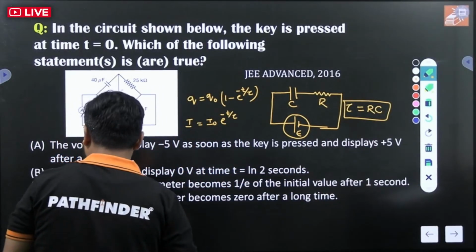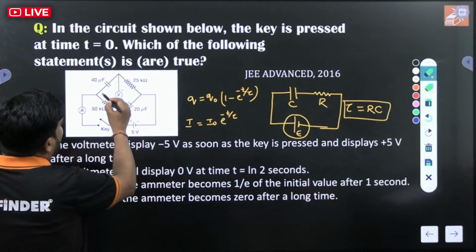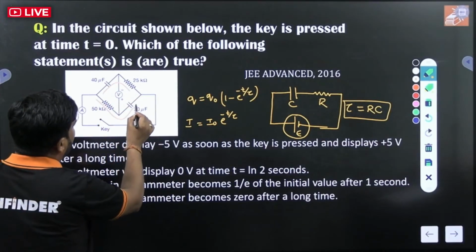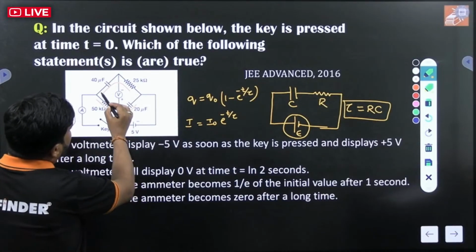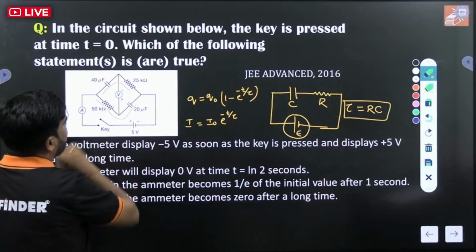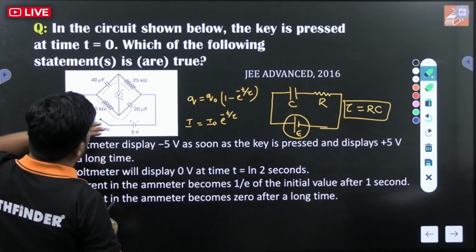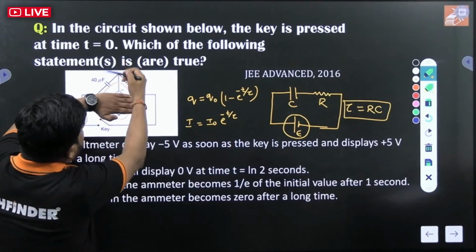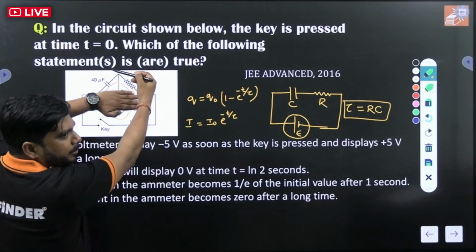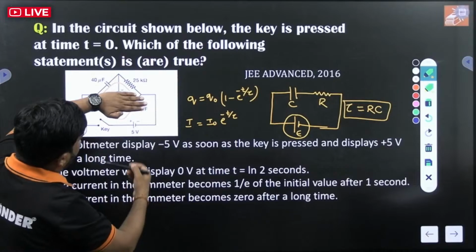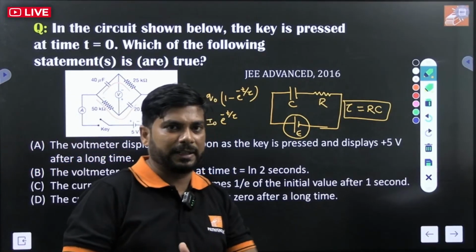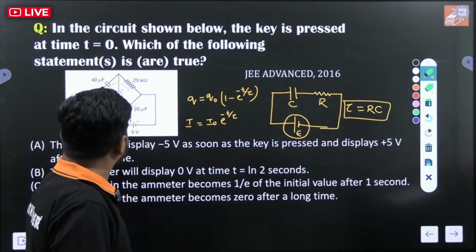Now the question is, here 2 RC circuits are there. One is this one and one is this one. Treat them as separate RC circuits. So I am going to treat this upper half as one RC circuit and the lower one as a different RC circuit, and we will proceed with the question like this. Okay? So let's see.